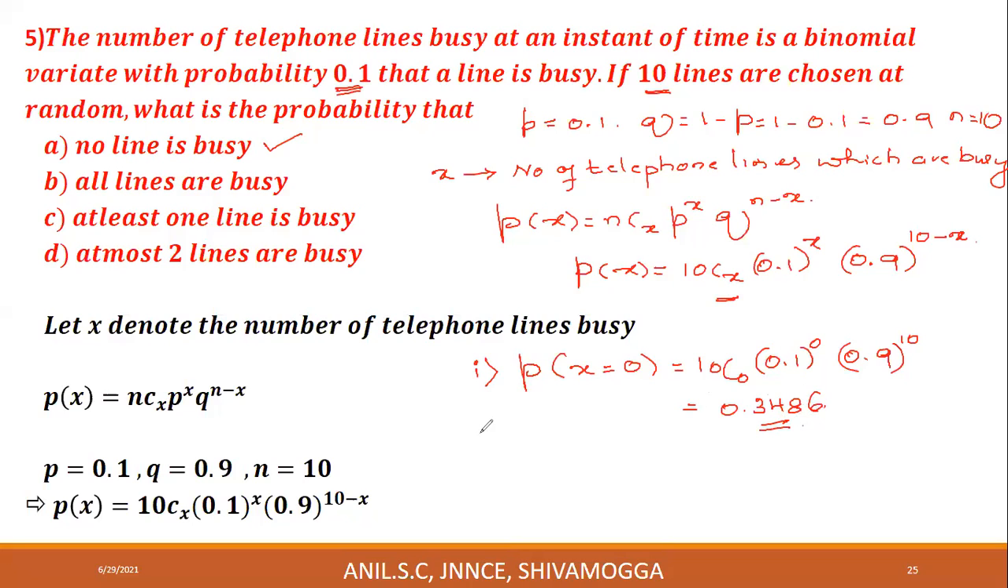Next, second case. All lines are busy. X denotes the number of busy lines. There are 10 telephone lines, right? All lines are busy means X is equal to 10. Therefore, P when X is equal to 10 is equal to 10CX, where X is equal to 10, into 0.1 power 10 into 0.9 power 10 minus 10, that is 0. 0.9 power 0 is 1.